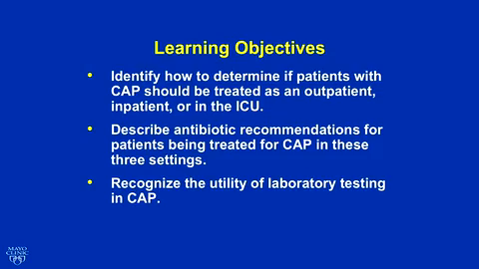Learning objectives for this talk are to identify how to determine if patients with community acquired pneumonia should be treated as outpatients, inpatients, or in the ICU. So we're going to talk about patterns and things of being able to look that way. Describe antibiotic recommendations for patients with CAP based upon their clinical settings and degree of severity. So how do you treat them? What antibiotics do you use? That's going to be a key part of the lecture. And recognize the utility of some of the laboratory testing.